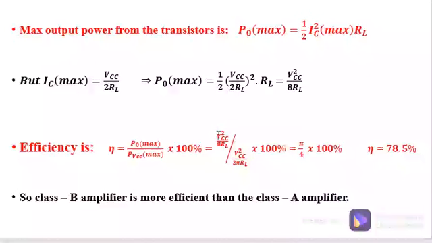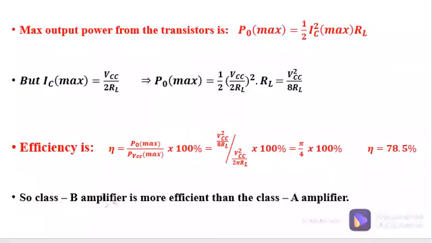And you can see that VCC squared on the top will be cancelled by VCC squared on the bottom, and RL on top and RL on the bottom will be cancelled. So I will be left with 8 over 2 pi times 100%, which is equivalent to what? Pi over 4 times 100. And if you evaluate this, you know pi is 3.14142, and it will give you 78.5, which is the efficiency of this class B amplifier.